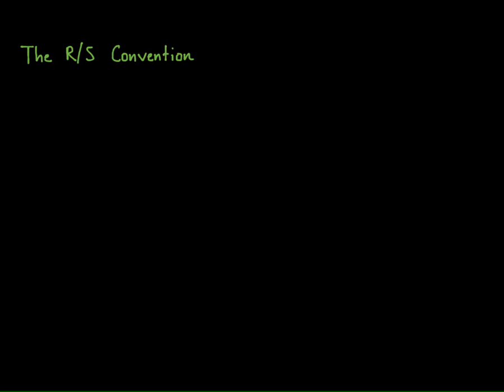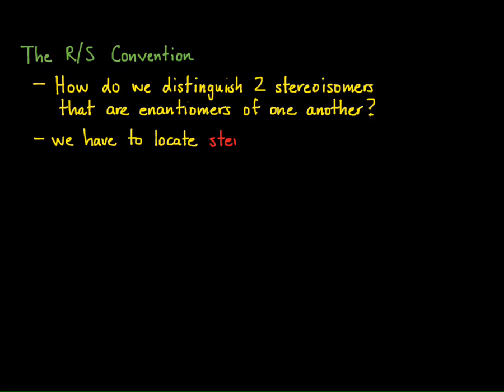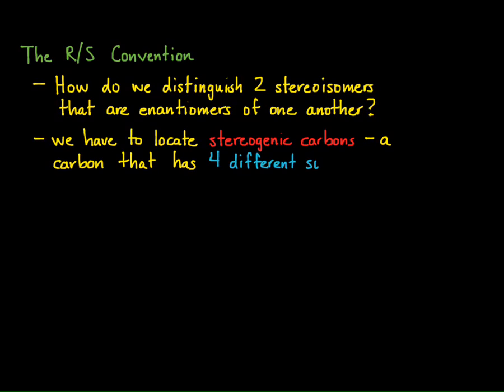Now we have to come up with a new convention in terms of distinguishing between both of those enantiomers. So the question is, well, how do we distinguish two stereoisomers that are enantiomers of one another? And so obviously we have to take a look at what's called the stereogenic carbon. And this is the carbon or carbons, we could have multiple carbons in a molecule, that have four different substituents.